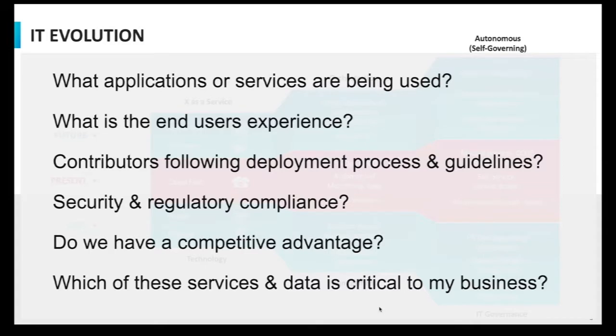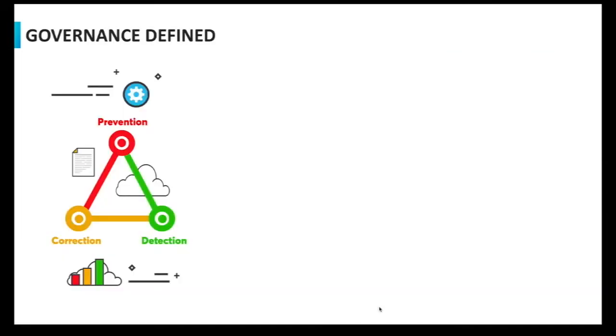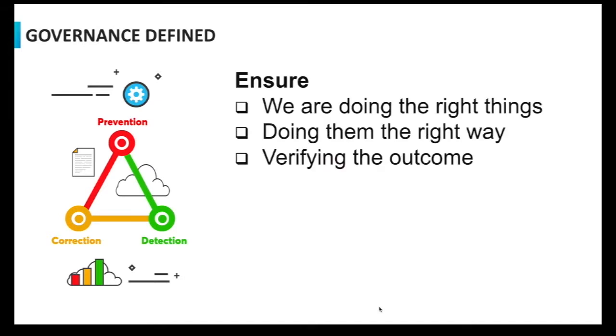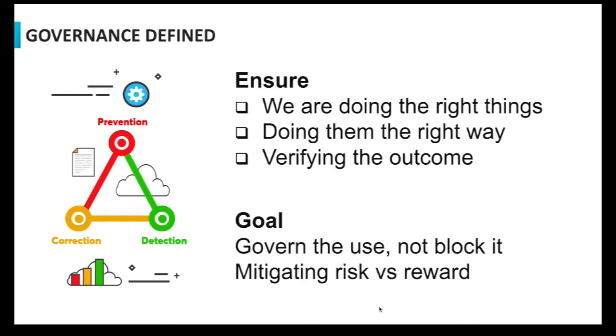governance. Now, there are many detailed definitions for governance. However, in the simplest form, it's to ensure that we are doing the right things, that we are doing them the right way, and that we're verifying the outcome. The important thing, though, is the goal of governance should be around governing the use, not blocking it. Its focus should be about mitigating the risks versus the rewards.